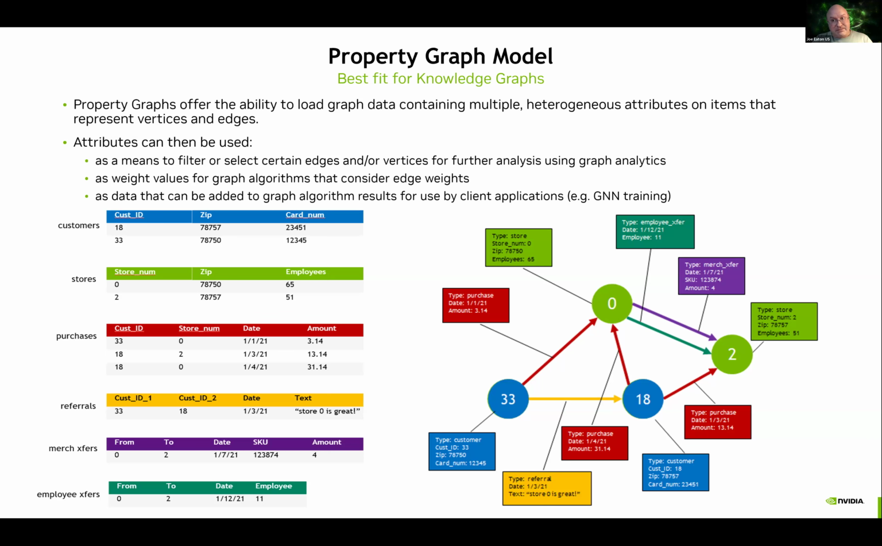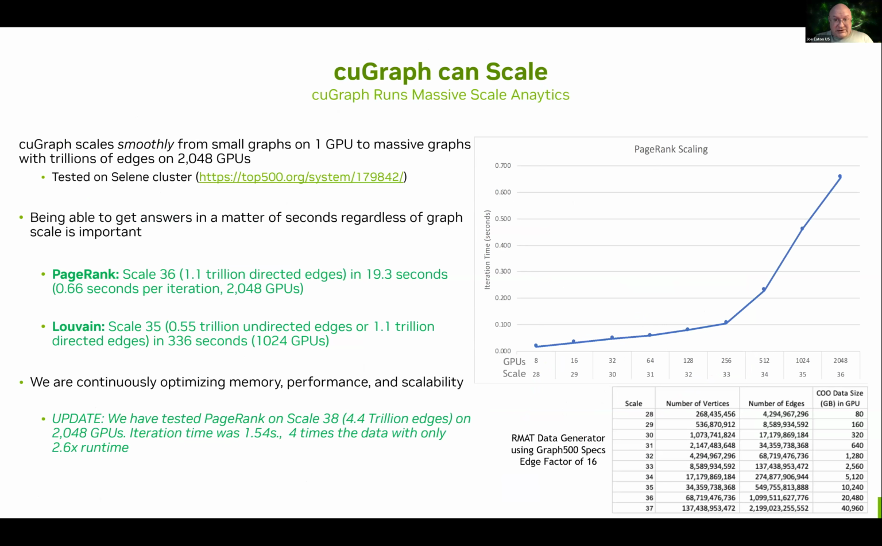So cuGraph is Nvidia's package for storing and analyzing very large property graph data sets. This is an open source package, part of Rapids, part of our data science toolkit that we are shipping now with GPUs. And cuGraph is the graph component that has been worked on since the very beginning. I was the one who started the cuGraph work. We now can scale from a laptop or a single GPU to a giant supercomputer with thousands of GPUs. And we can analyze graphs at the scale of 4 trillion edges for PageRank or Louvain.